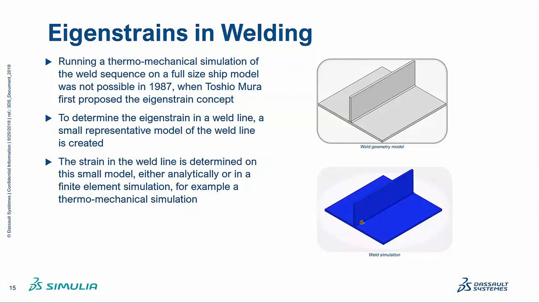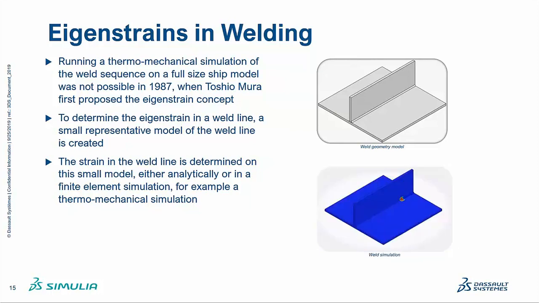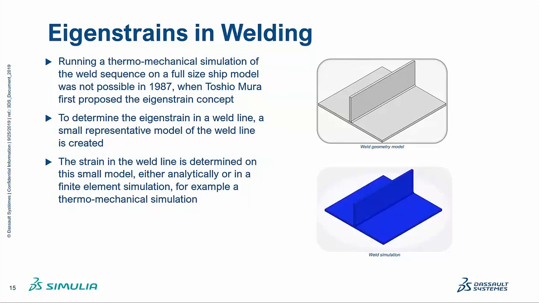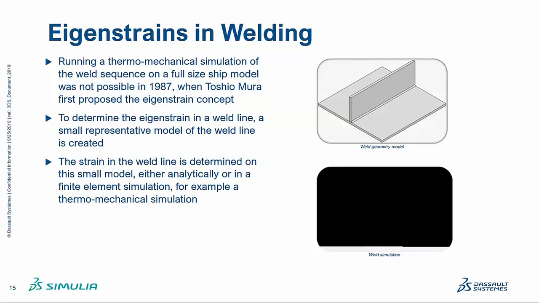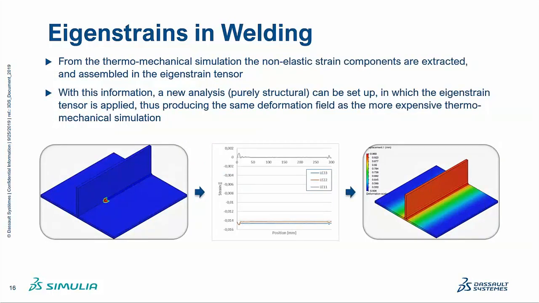We create a small representative model of that weld line. And the strain in the weld line is determined on the small model, either analytically or in a finite element simulation, for example, such as a fully fledged thermomechanical situation. Then what happens? Well, from the thermomechanical simulation, we can extract the inelastic strain components and put them together in what we refer to as the eigenstrain tensor.